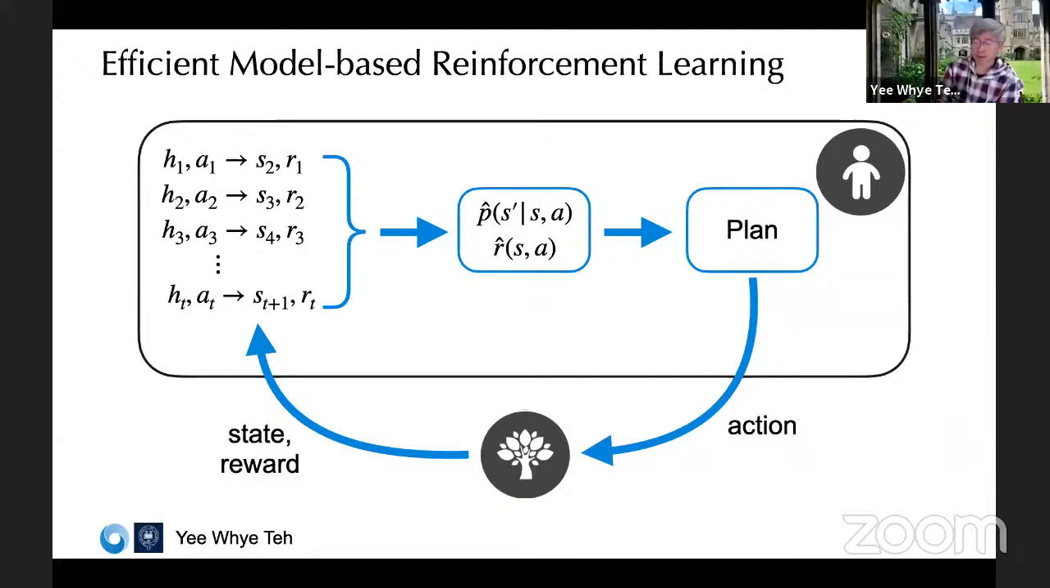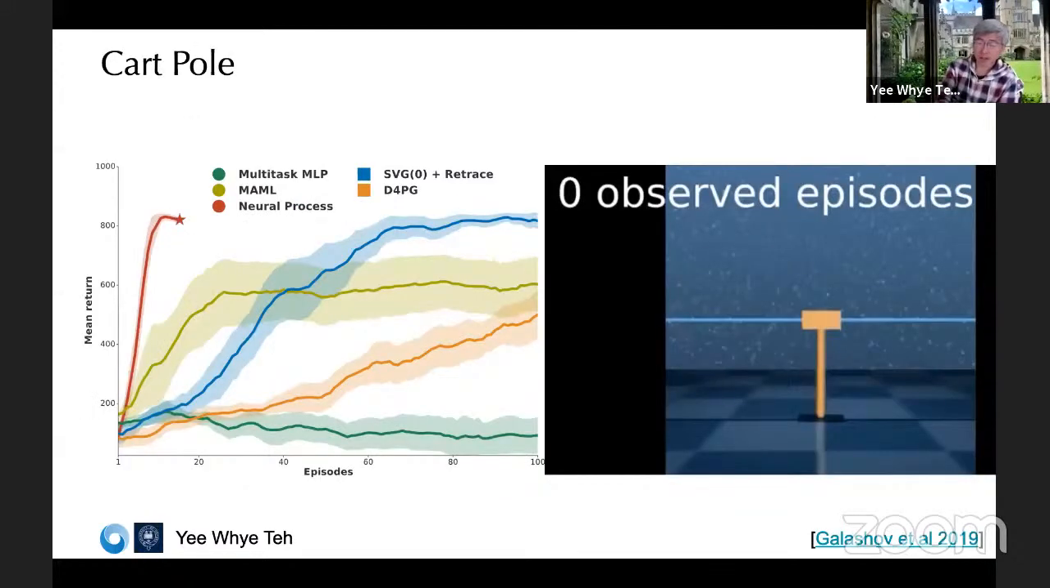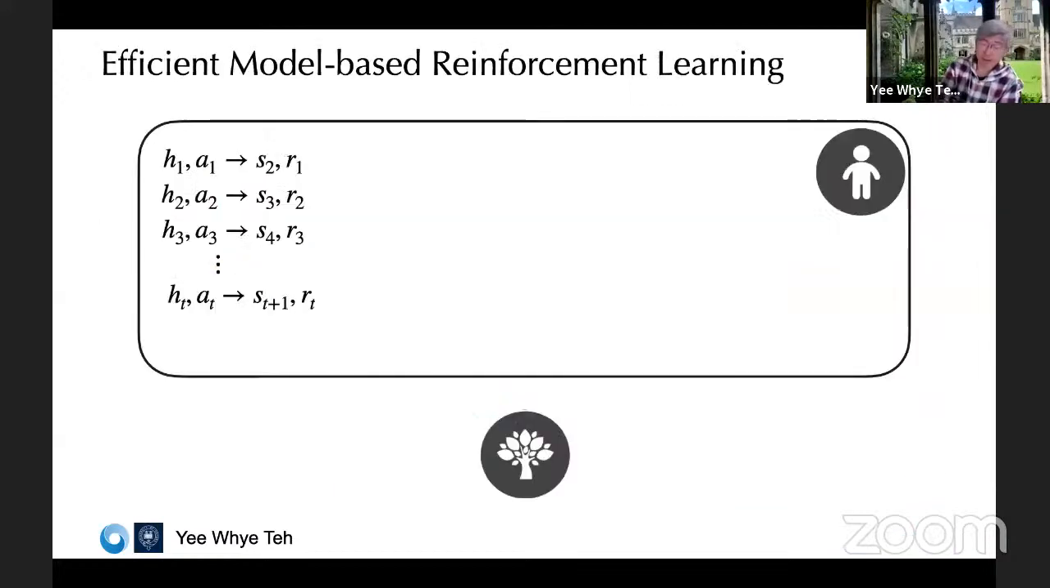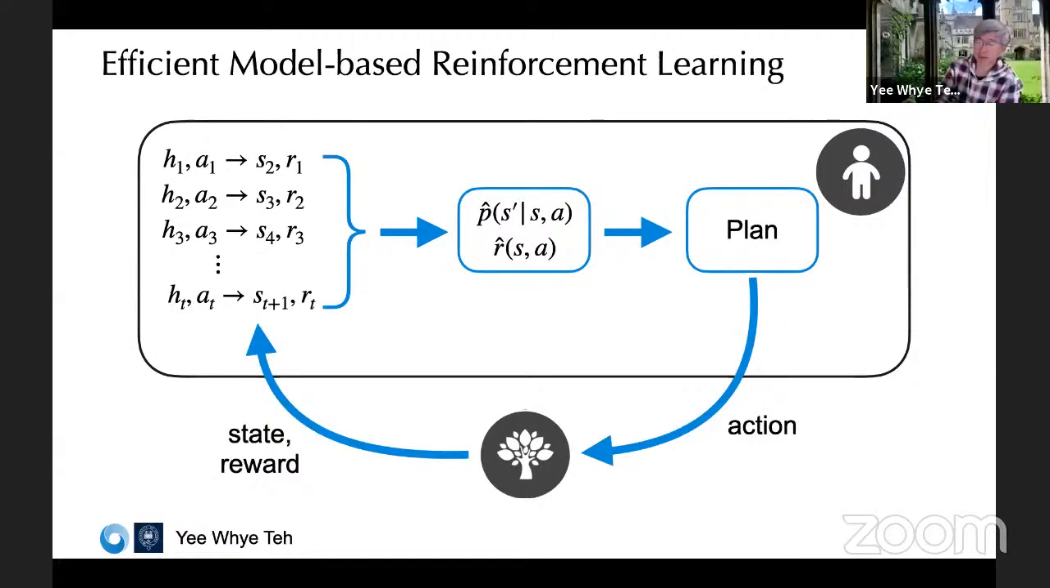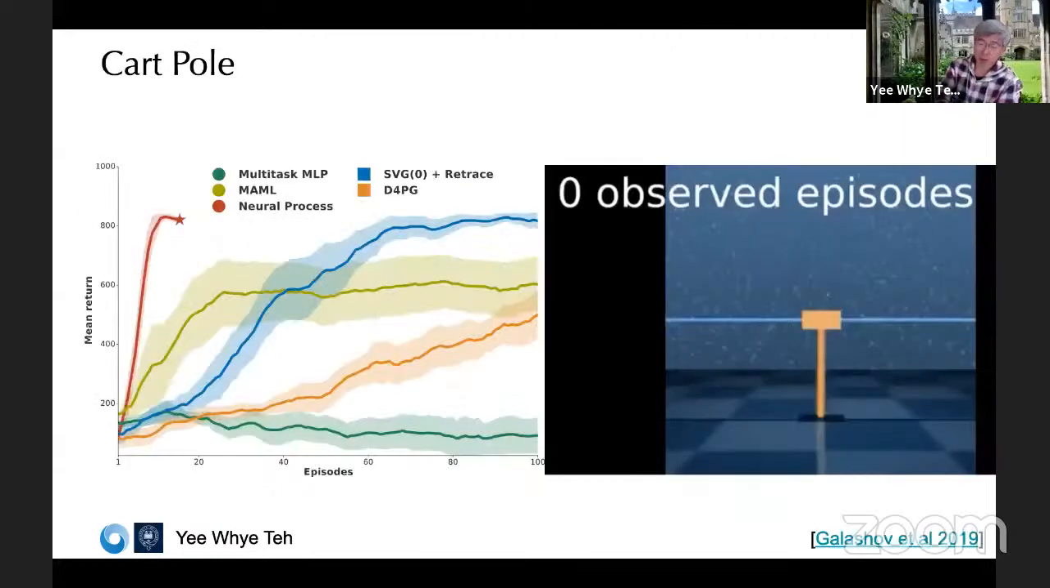Right. And if we have a collection of environments that are similar in some way, then we could meta learn a procedure that can produce these estimates for us. And here's an example where we have a neural process that can learn very quickly because it has meta learned to make good predictions based on a small amount of training data.